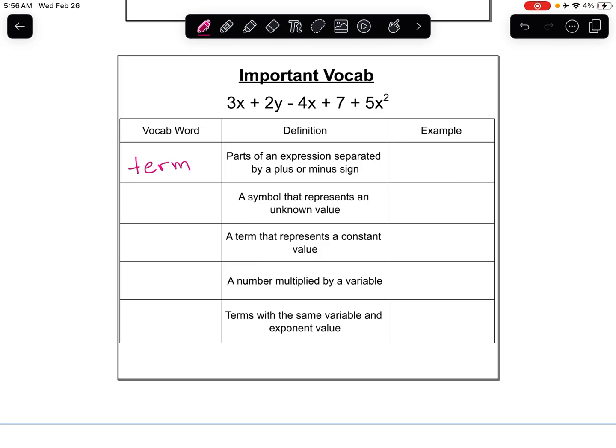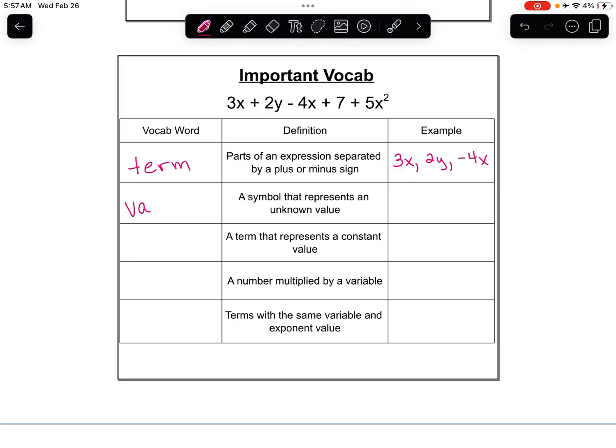So, I'm going to pull examples from this main example up top. A term example would be 3x. Another term would be 2y. Another term would be negative 4x. Okay, so I'm taking these examples from right up here. The terms are the things that are the numbers, the variables, or the number variable combinations that are separated by plus and minus signs.